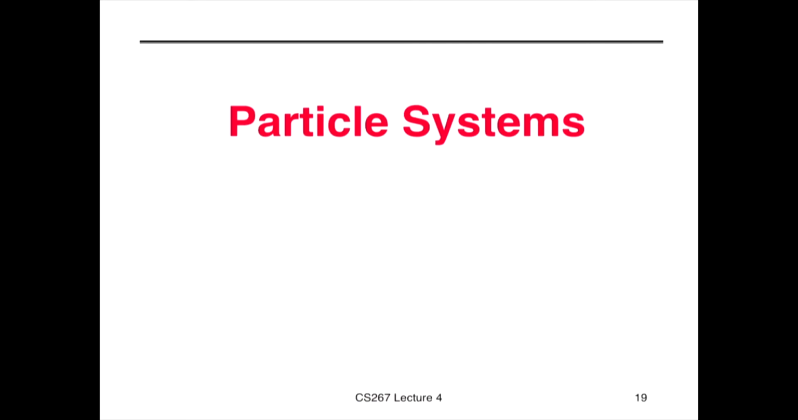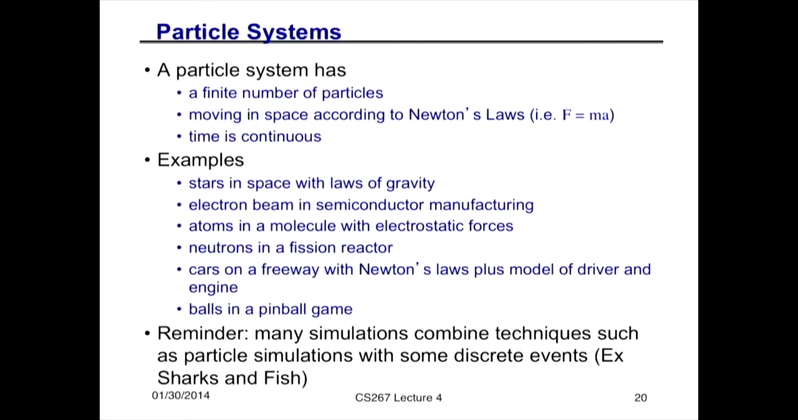Okay. So now a particle system is still discrete in the sense it has a finite number of particles, but now they all have a continuous position, x, y, z, or x, y, and they're all moving according to, say, Newton's laws, F equals ma. So if you can figure out what the force on them is, what F is, you divide by m, you get their acceleration, and you can move them.